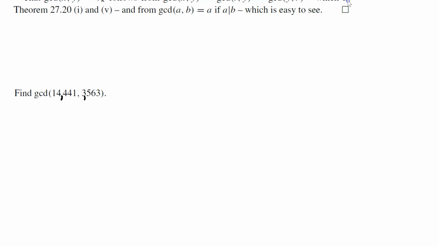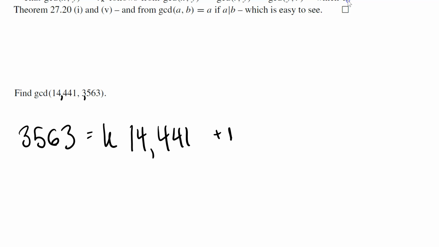So let's see. How do we normally do this? Well, let's say that we did 3563 equals some multiple k times 14,441 plus some remainder, and we were trying to figure out what k and r is. Well, k is certainly going to be 0, right? So this doesn't work out at all. So k is going to be 0 and r is just going to be 3,563.